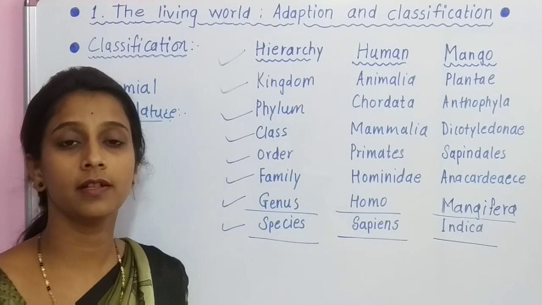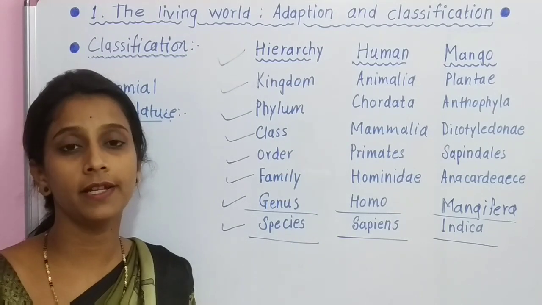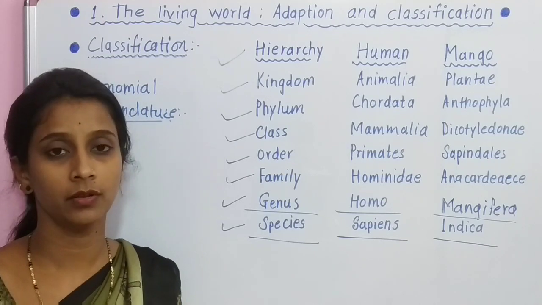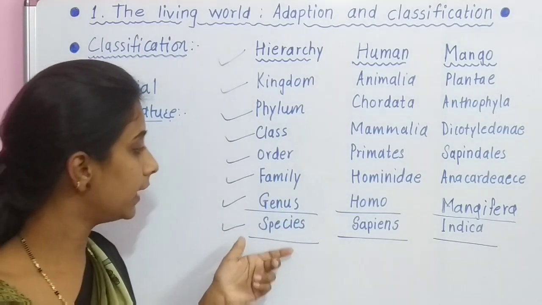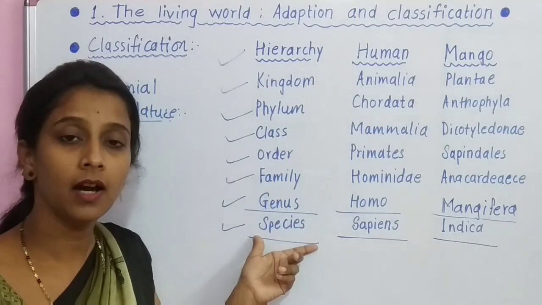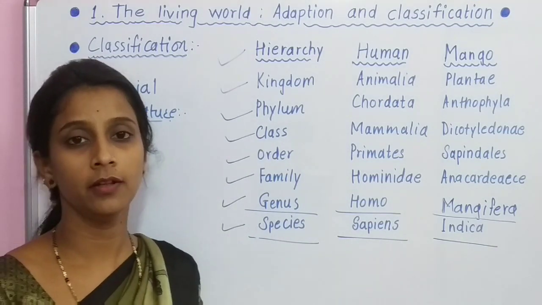One more question is there. Which two levels of hierarchy are considered to write binomial nomenclature? The answer is that genus and species are the two levels of hierarchy considered to write the binomial nomenclature of every living organism.